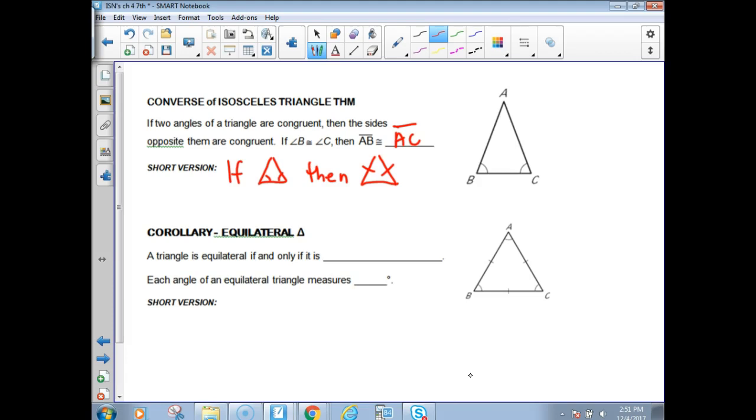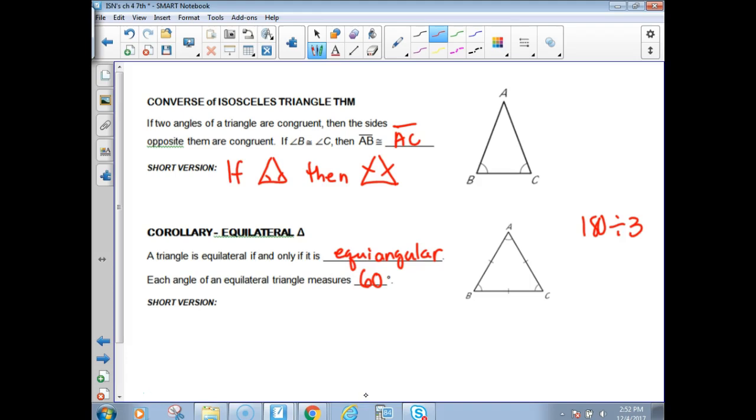A corollary to the equilateral is about an equilateral triangle. A triangle is equilateral if and only if it is equiangular. So each angle of an equilateral triangle will measure how much? The three angles of every triangle adds up to 180. So if you take 180 divided by 3, every one of them is going to be 60.